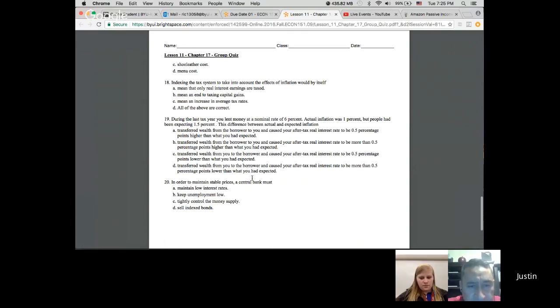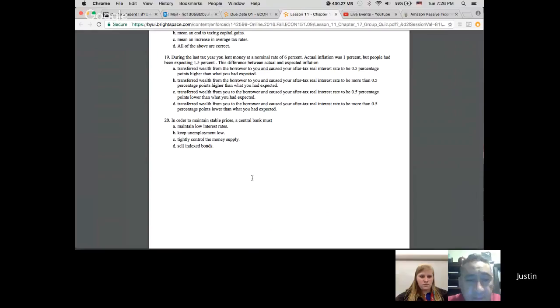You got 19. Yeah. During the last tax year, you lent money at a nominal rate of 6%. Actual inflation was 1%, but people had been expecting 1.5. This difference between actual and expected inflation, I got A, transfer wealth from the borrower to you and cause your after-tax real interest to be 0.5 percentage points higher than what you expected. I also put A.